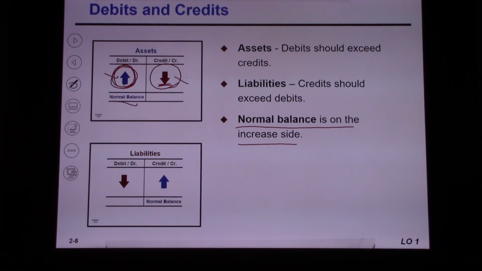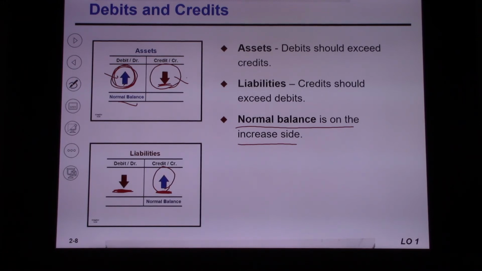What about liabilities? When your liabilities increase, you credit liabilities. Any increases in accounts payable, notes payable, or salaries payable will be credited. And when liabilities decrease, you will debit them. So any decrease in accounts payable, notes payable, or any liability account will be debited. Therefore, the normal balance for all liability accounts will be the credit side.